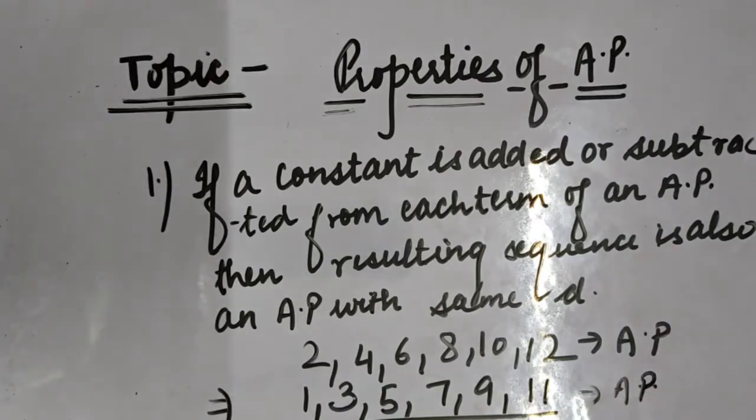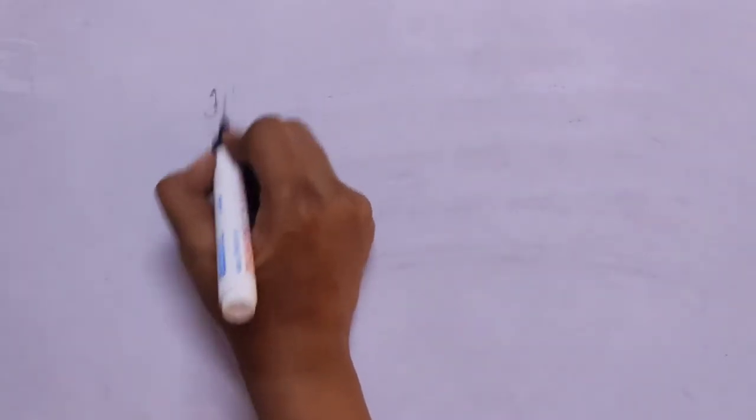So it means if we add a constant or subtract a constant from every term of an AP, the resulting sequence will also be an AP and the common difference will remain the same. Like here the common difference was 2 and here also the common difference is again 2. Fine students?